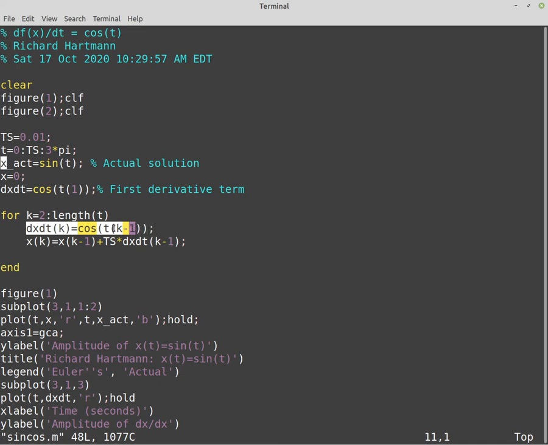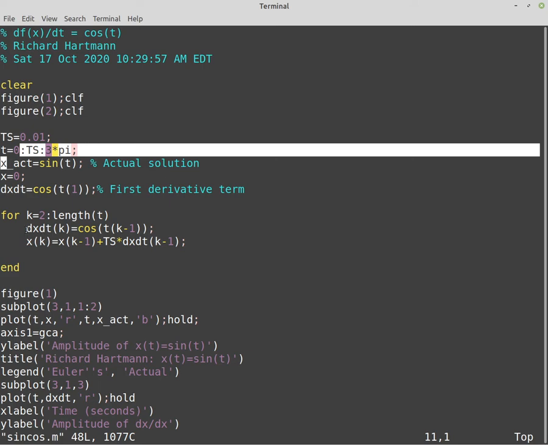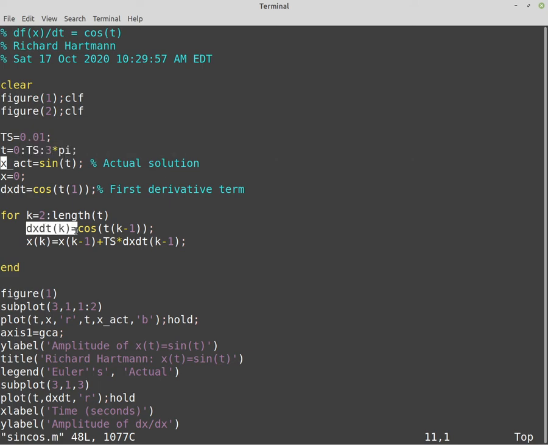So for every value of t that I have, I'm going to evaluate my derivative. For each kth element of the time vector, I'm going to evaluate the cosine at that time, which is my derivative showing me how fast I'm changing. And then I'm going to use Euler's method to integrate that, and then I'm simply going to plot it.